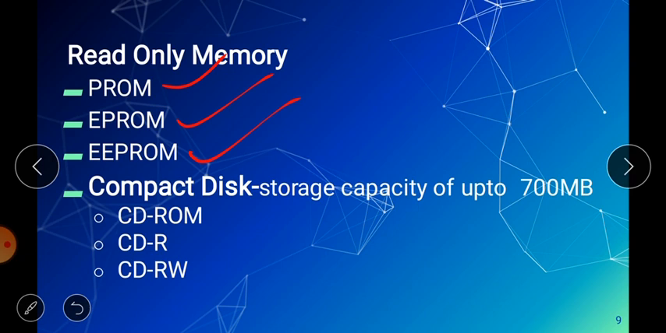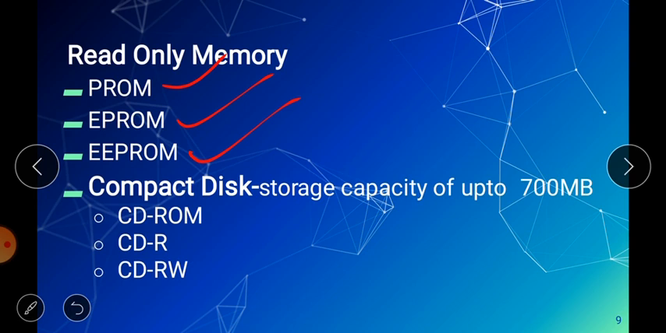The next is EEPROM. Now there are two E. The first E stands for electrically, and the second one is erasable, P for programmable and R for ROM. Means this is electrically erasable programmable ROM. In this type of ROM you can erase your data with the help of electric waves or electronic signals. So what is the difference between EPROM and EEPROM?